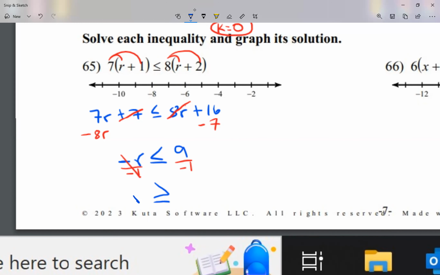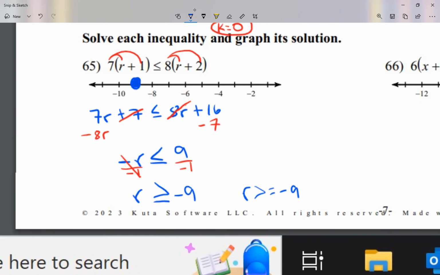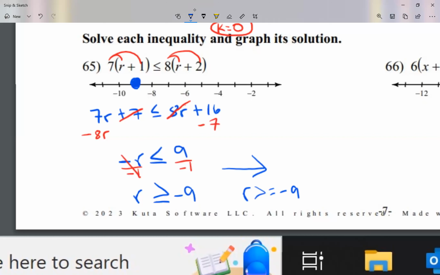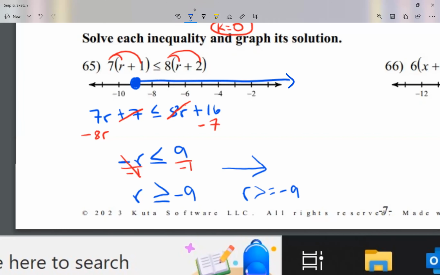So r is greater or equal to 9 divided by negative 1 is negative 9. If I have to type this, r is greater or equal to negative 9. If I have to graph this, here's my negative 9. It's a closed circle because it has the or equal to. When I look at my inequality side, it looks like an arrow that's going to the right. So I go to the right.